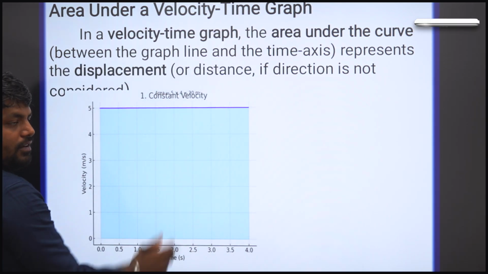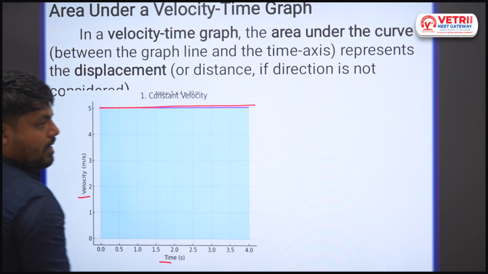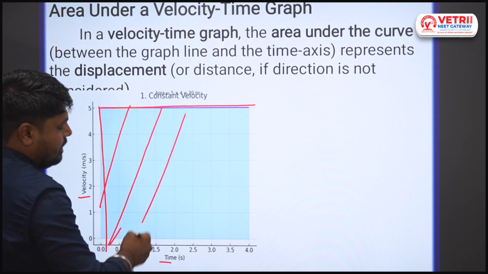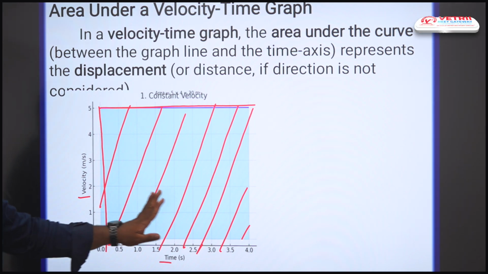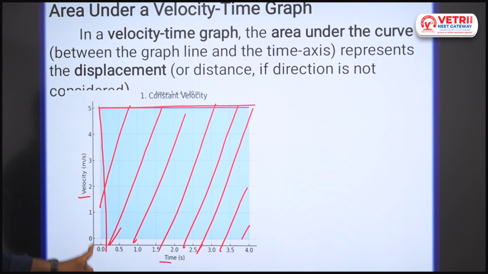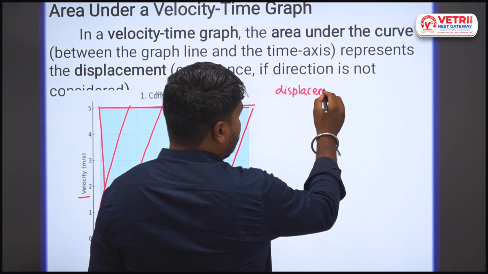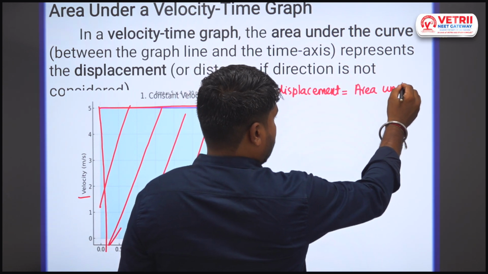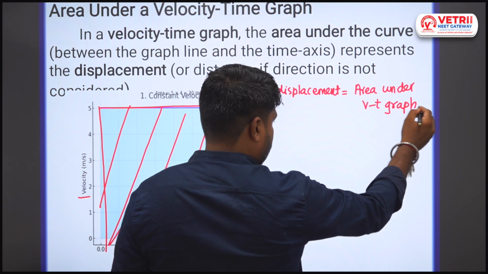Okay. In a VT graph, a velocity-time graph, this line means what? Constant velocity. What is the area under the graph? This is the whole area, right? So in the question, they give you a graph like this. What is the displacement? Displacement is equal to the area under the VT graph.